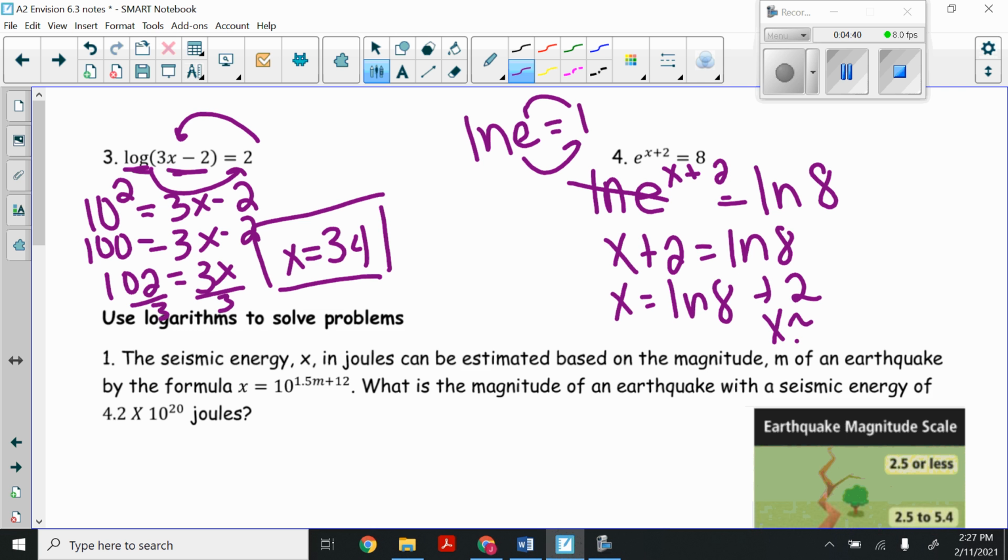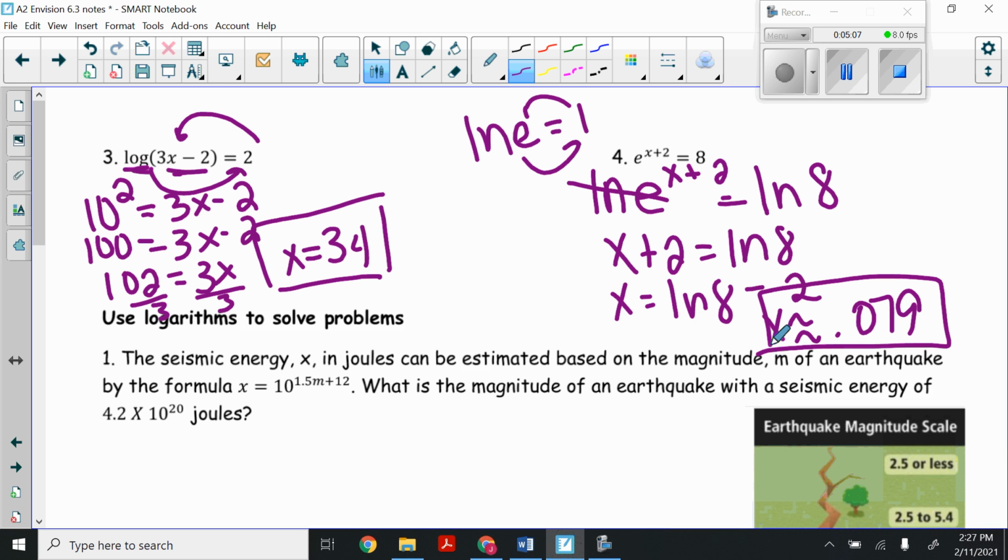So x is equal to the natural log of 8, and then I'm going to subtract 2 from that. In my calculator, I'm going to type in the natural log of 8, hit enter, and then subtract 2. I actually said plus 2, but this is going to be minus 2 when I move it to the other side. Now I can round, so I get x is approximately 0.079. So there's my answer.